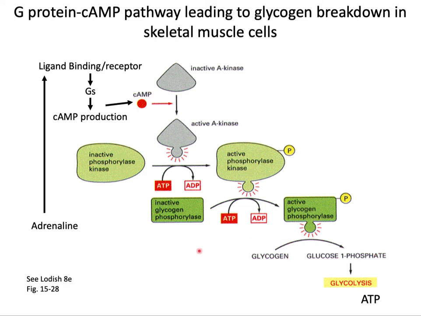So here you can see the skeletal muscle cells have this intracellular machinery. You have a number of these relay proteins such as this G protein stimulatory protein, then you have protein kinase A, then you have phosphorylase kinase, then you have glycogen phosphorylase that are all regulated either by binding to GTP or by phosphorylation. And this pathway should make sense to you.